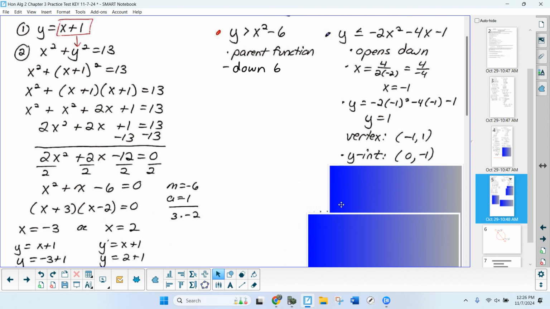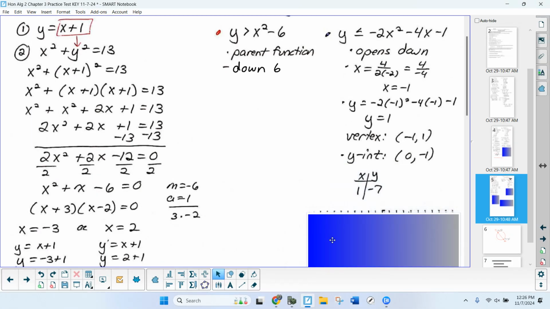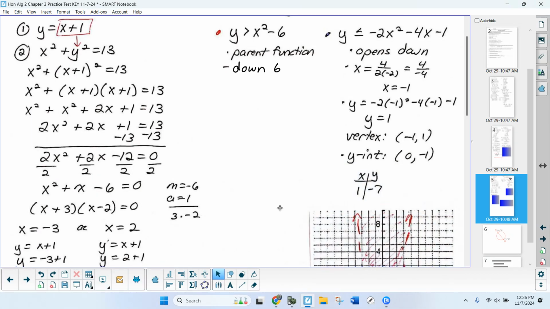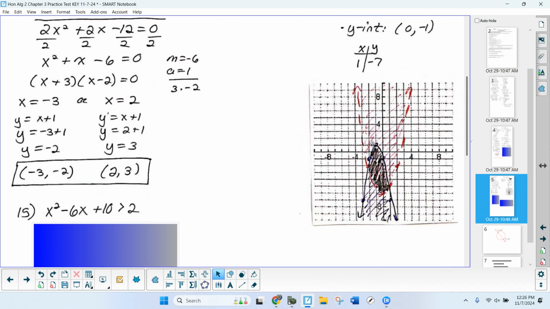And then you pick 2 more points. Or 1 more point. What point did you pick? 1. And what'd you get when you plugged in 1? Negative 7. So now she graphed this one, which is in pencil. Started at her vertex. Here's her y-intercept. Here's her other point. Reflected all those. It's solid and shaded down.